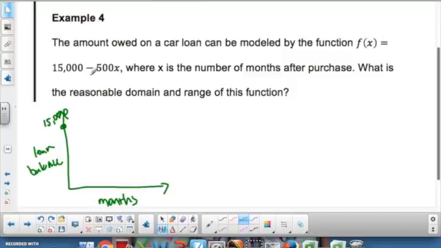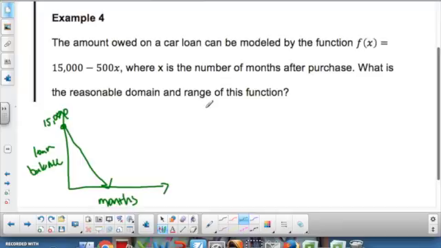So this slope of 500, because it's minus 500, I'm assuming that means I am making a payment of $500 every month. And we want to know how many months it's going to be before we pay it off. So it's going to go down 500 over 1 each month until we get to the end. So this is what my loan balance is going to look like.